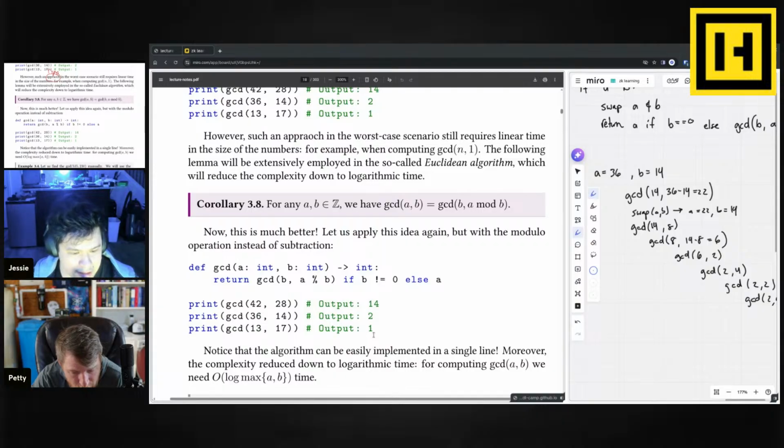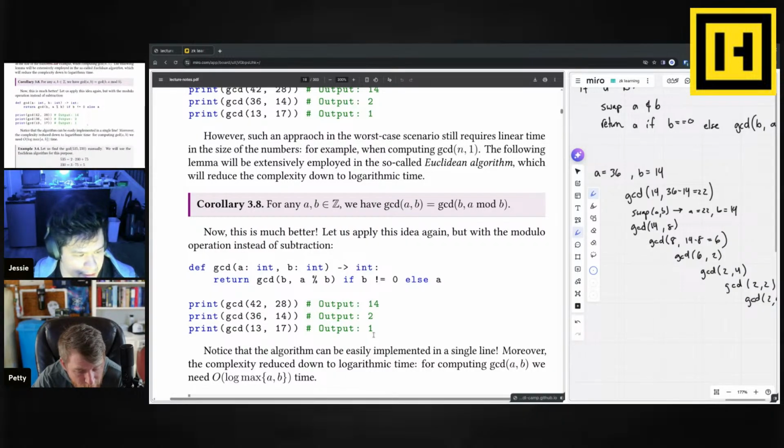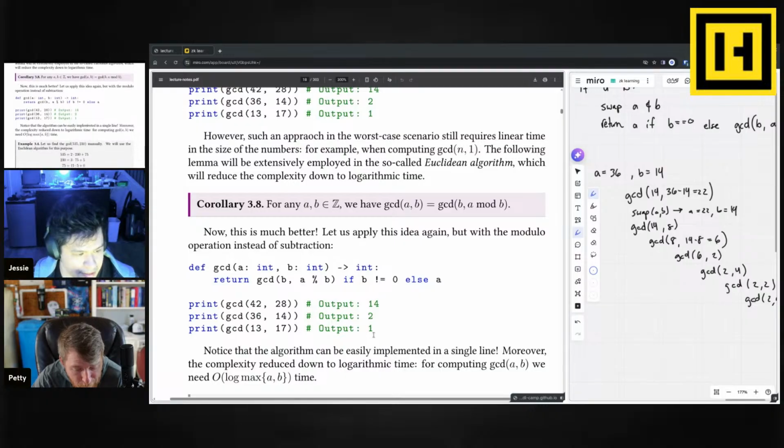Let us apply this idea again, but with the modulo operation instead of subtraction. And then this Python code: def GCD, and it's just typesetting A and B as ints, output typeset as int, return GCD of B and A mod B if B is not equal to 0, else A. And then it's got a few different print statements for running through that GCD function's output.